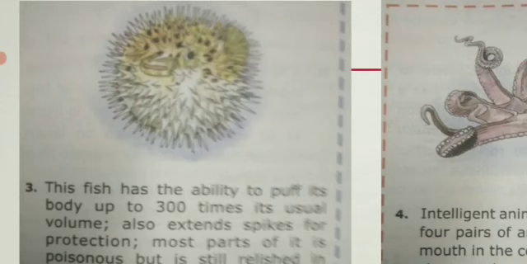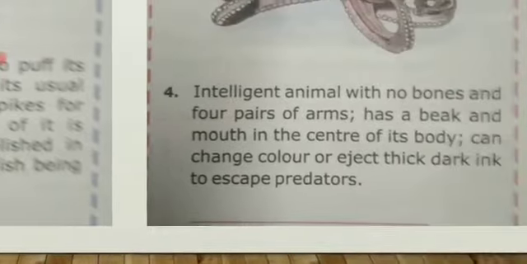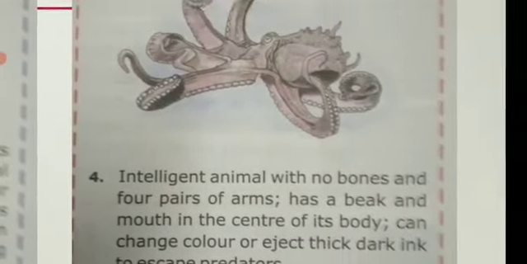This is also poisonous, but the poisonous parts are removed and it is relished as a delicacy, means it is consumed as a food by Japanese people, named as fugu. Even though it is poisonous, the poison is removed and it is consumed as a food in Japan. Next one.